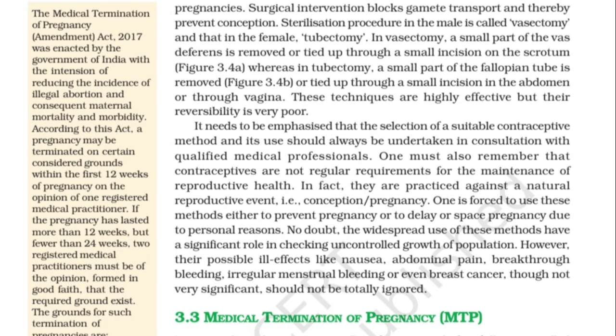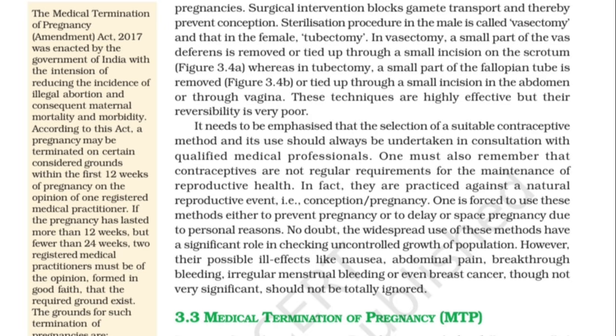Surgical intervention blocks gamete transport and thereby prevents conception. The sterilization procedure in the male is called vasectomy, and that in the female, tubectomy. In vasectomy, a small part of the vas deferens is removed, or tied up, through a small incision on the scrotum, whereas in tubectomy, a small part of the fallopian tube is removed, or tied up, through a small incision in the abdomen or through the vagina. These techniques are highly effective, but their reversibility is very poor.